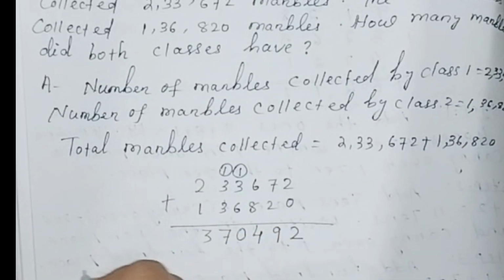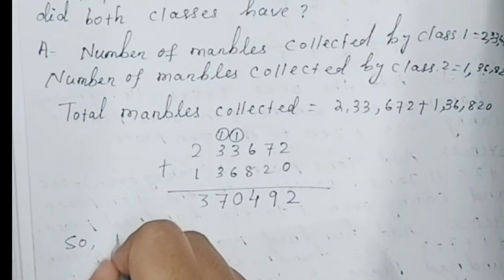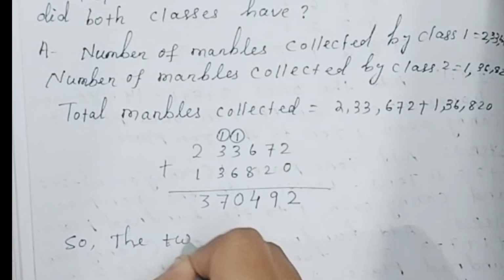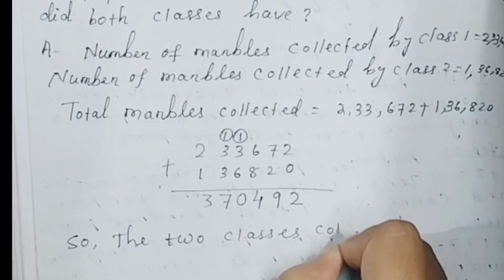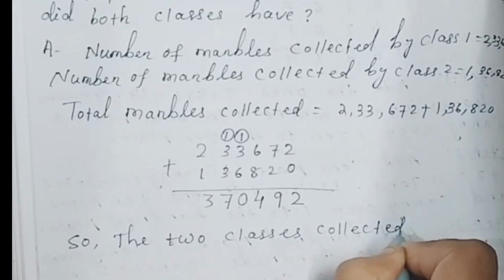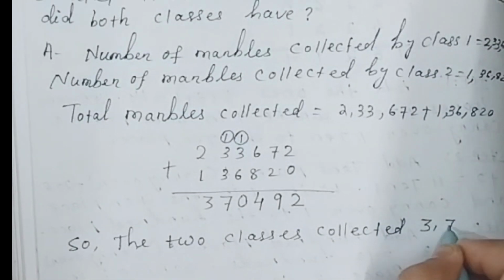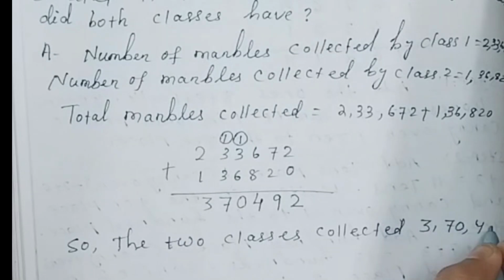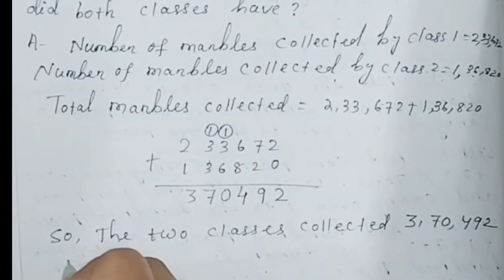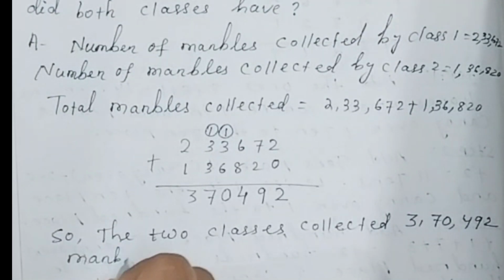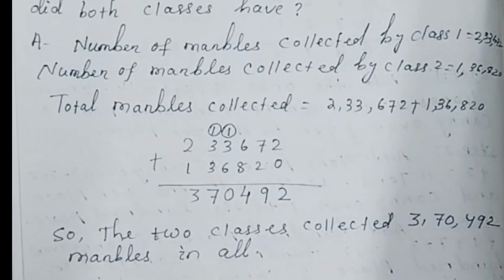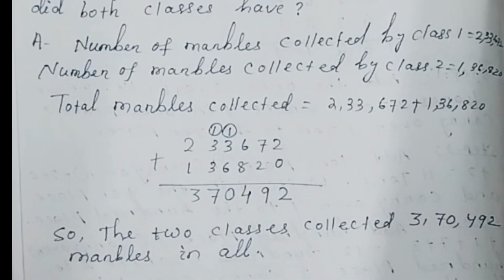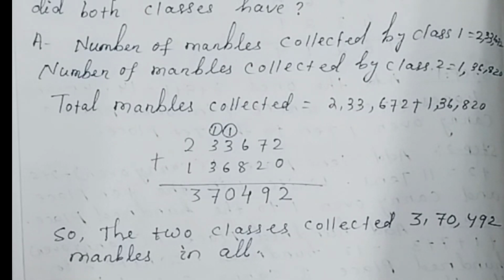3,70,492. So the two classes collected 3,70,492 marbles in all. Now is it clear? Like that we are going to do another word problem.